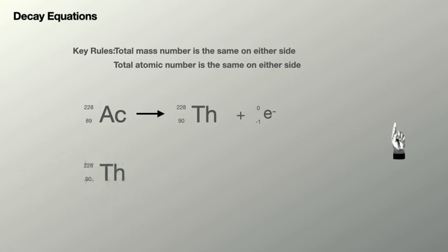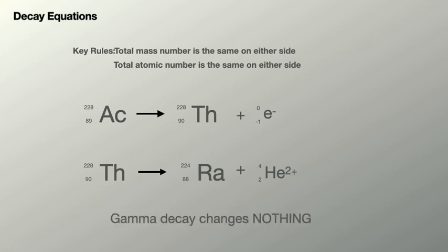Okay, let's consider what happens to the thorium. The thorium also decays, and it produces an alpha particle. Okay, we can work out what else is produced now. Let's go back to the mass number. We've got 228 over here, but we've already got 4 on the other side. So the mass number of what's formed must be 224. Your atomic number is 90 here, but we've already got 2 on this side. So the atomic number of what's produced must be 88. And there it is. Radium-224. Okay, just check that the atomic numbers on the left and right both add up to each other, and the same with the mass numbers. Remember, gamma decay changes nothing.